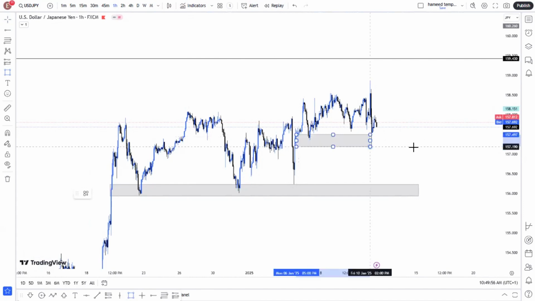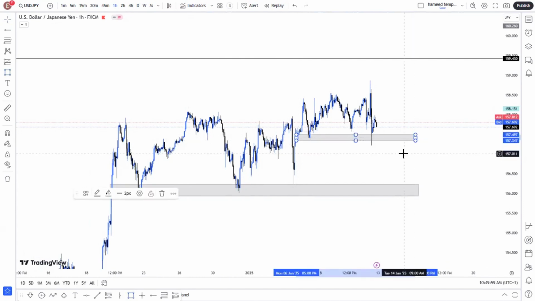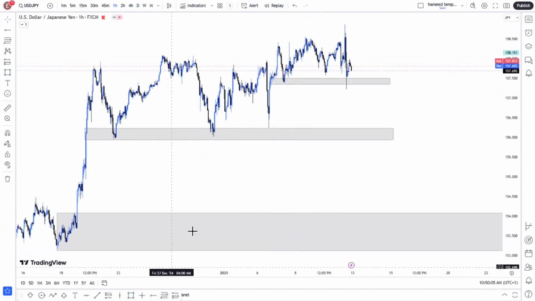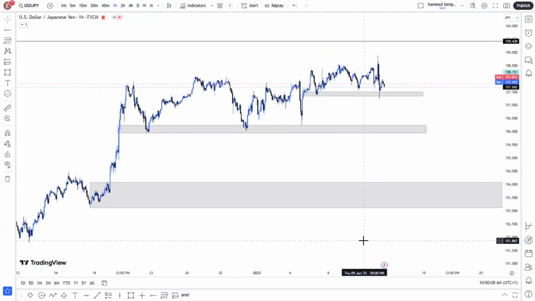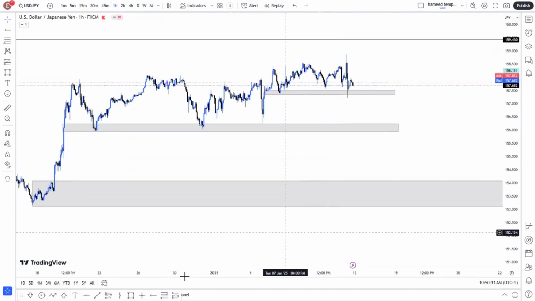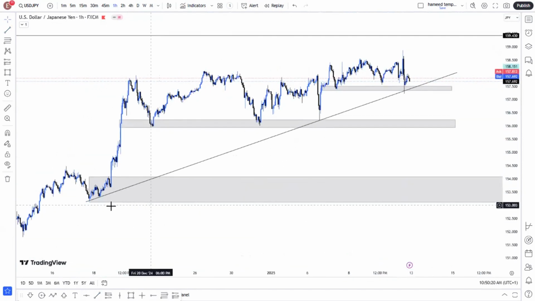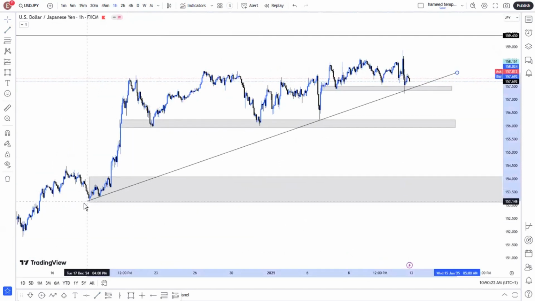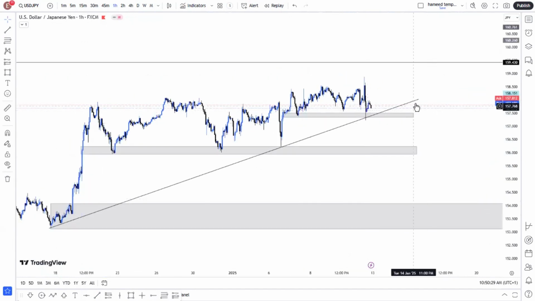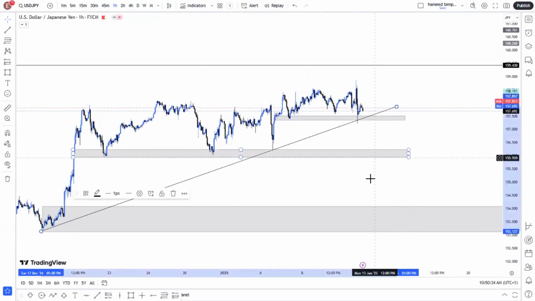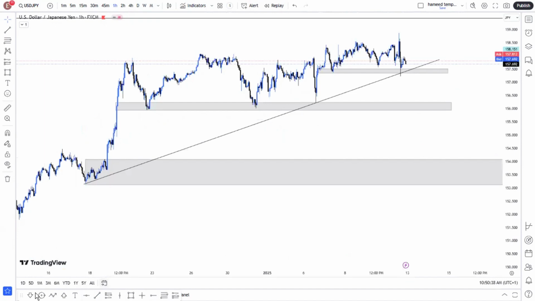I think there is one here, and one here. And looking at this, I'm seeing a trend. Let me take my trend line. So let's look for a trend line. I think we're having a trend line here. Okay, I have a nice trend line here. We have a nice trend line here.